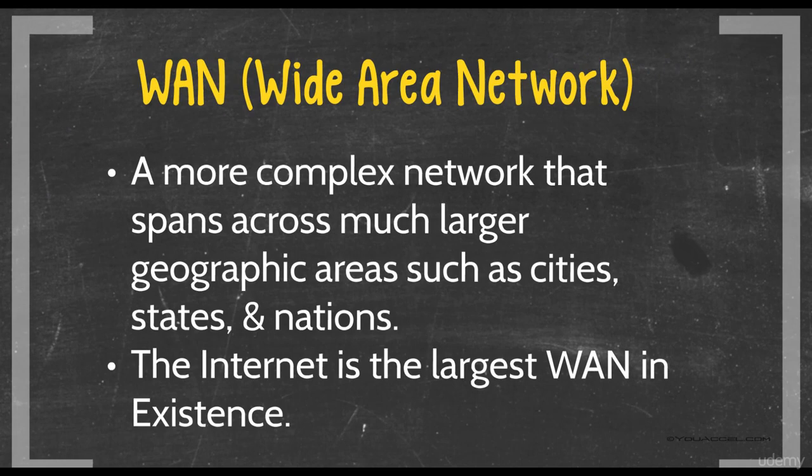WAN, or Wide Area Network, is simply a more complex network that spans across much larger geographic areas, such as cities, states, and nations. We've already discussed how vast the Internet network is and its global reach. Wide area networks are typically built by Internet service providers to provide connections for local area networks of their customers to the Internet. Since the Internet is a worldwide network of interconnected computer networks, it's the largest WAN in existence.